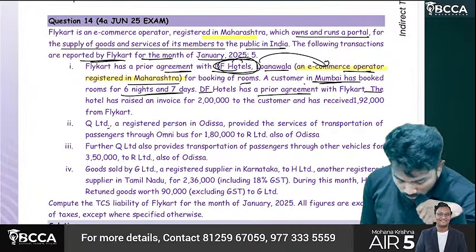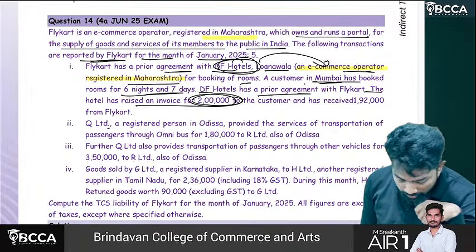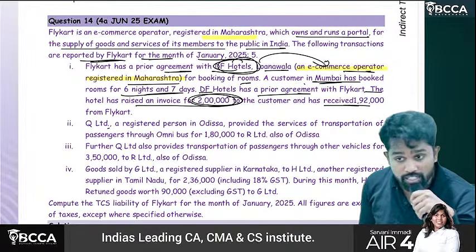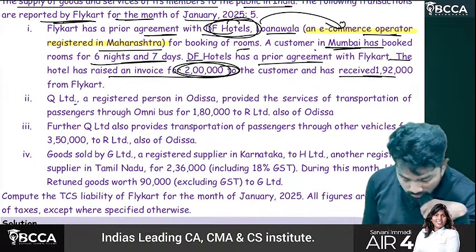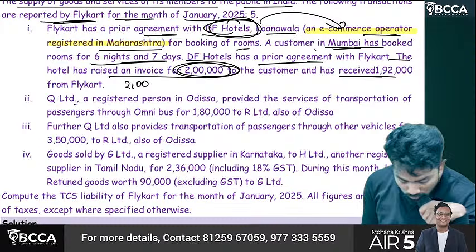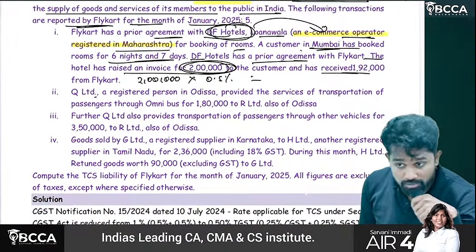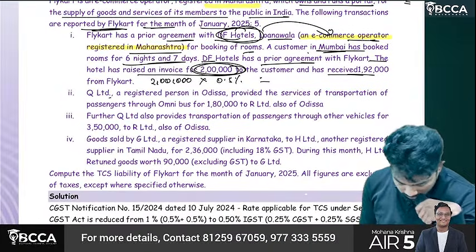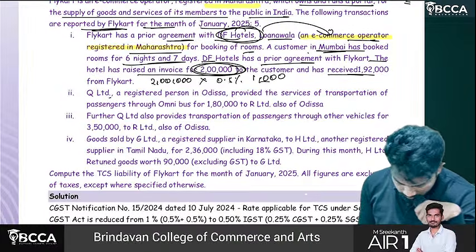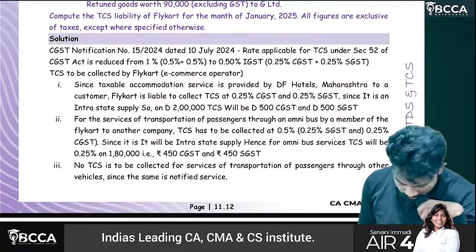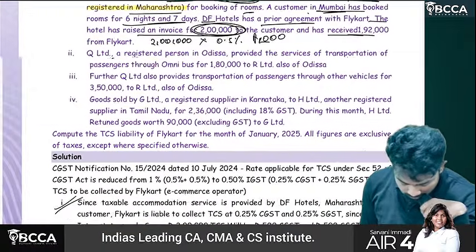The total raised advance is how much, sir? 2 lakhs, and I received how much? 1,92,000 from Flycart. So the TCS has to be collected on what? 2 lakhs. So 2 lakhs into 0.5%. How much, sir? 1,000. The next one, sir.